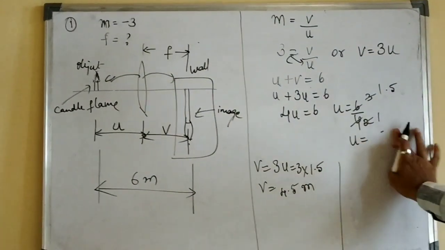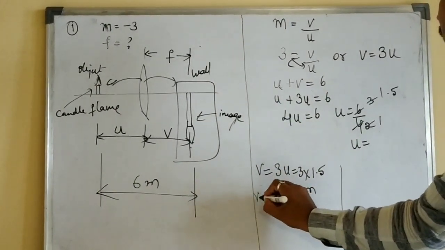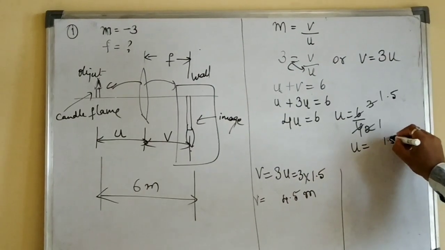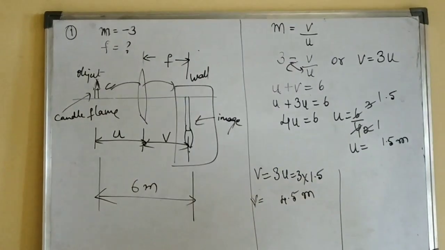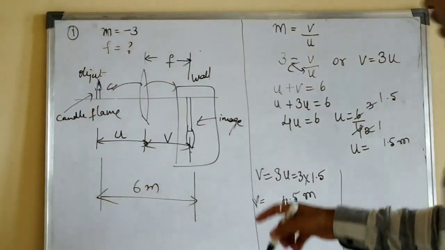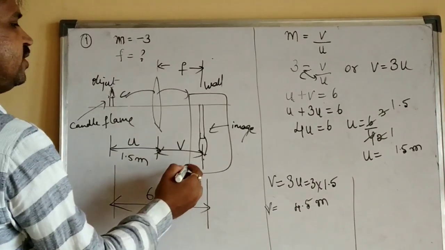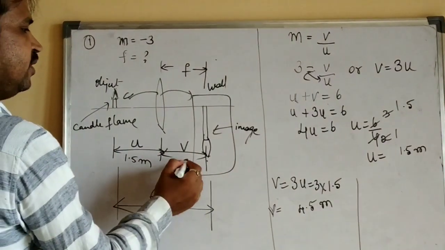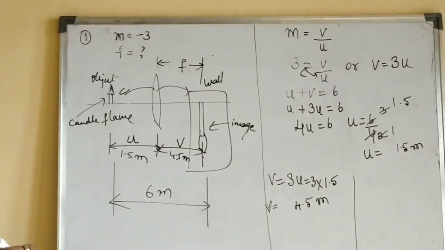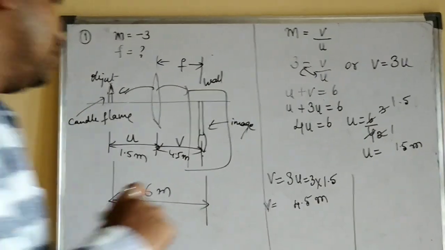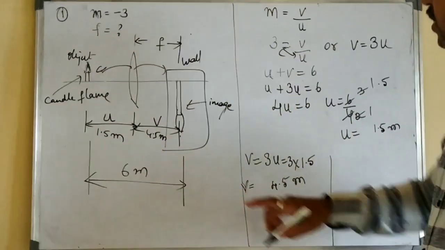Okay. Now u is 1.5 meters. v is 4.5 meters. Now you have got this distance u as 1.5 meters and this distance, that is the image distance, as 4.5 meters. Object distance is 1.5 meters, image distance is 4.5 meters. Now you have to consider the sign. What sign? Now see here.